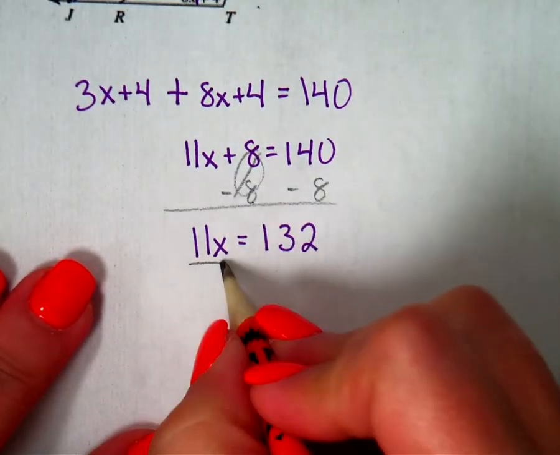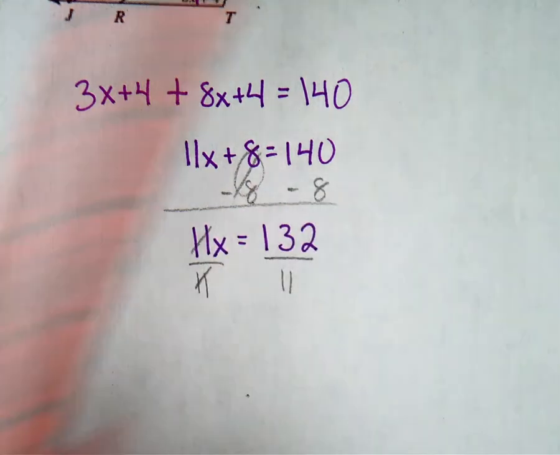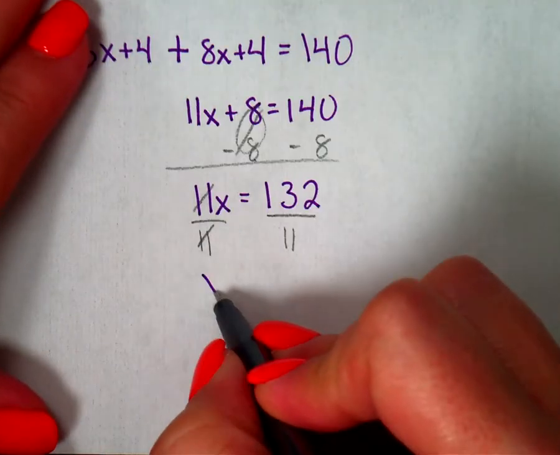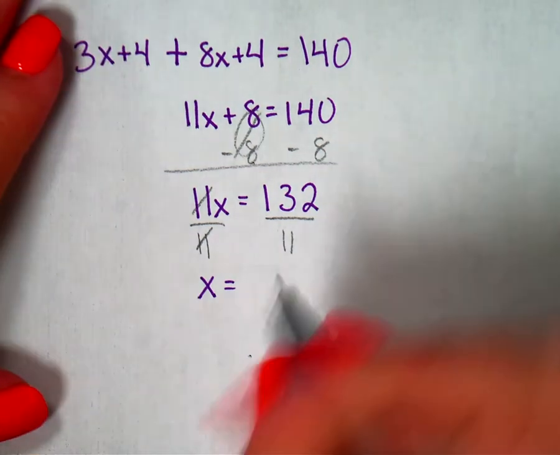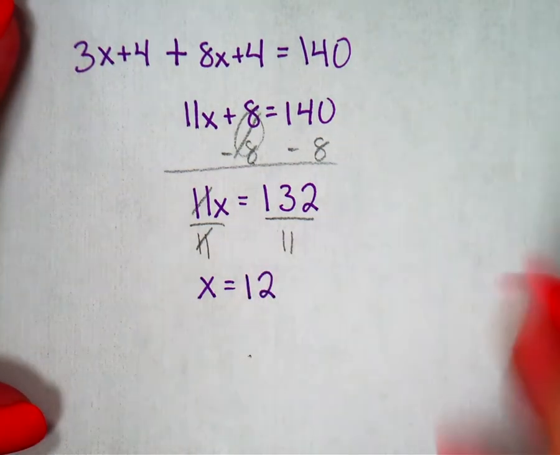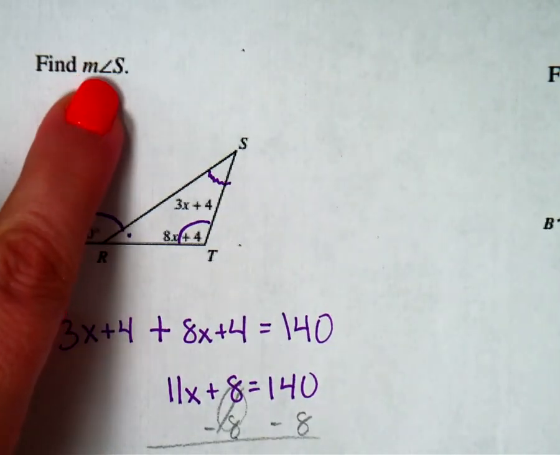Division property of equality, 1x equals 132 divided by 11, which is 12. But remember what we're trying to find? We're trying to find the measure of angle S.